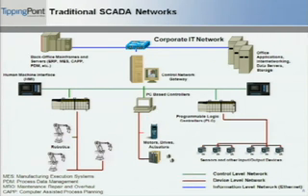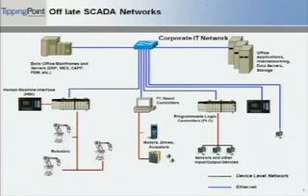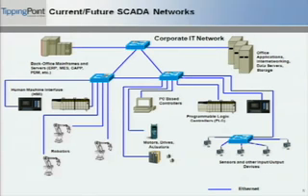And later on, now it's a little bit more internet, and you see more blue lines all over the place. There are still plants which follow this kind of network, where they still have device level networks in most of the places, and internet on the upper level.